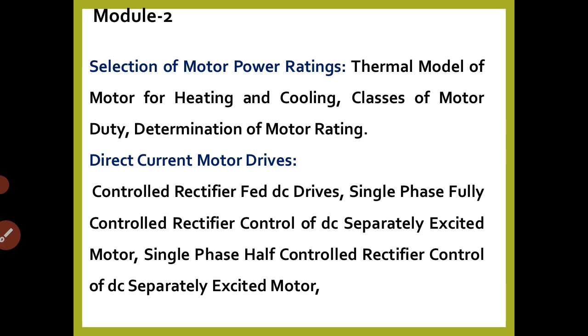controlled rectifier fed DC drives, single phase fully controlled rectifier, control of DC separately excited motor, single phase half controlled rectifier, control of DC separately excited motor. So here the controlled rectifier is used. Single phase fully controlled rectifier and the half controlled rectifier, which will be fed to the separately excited DC motor.